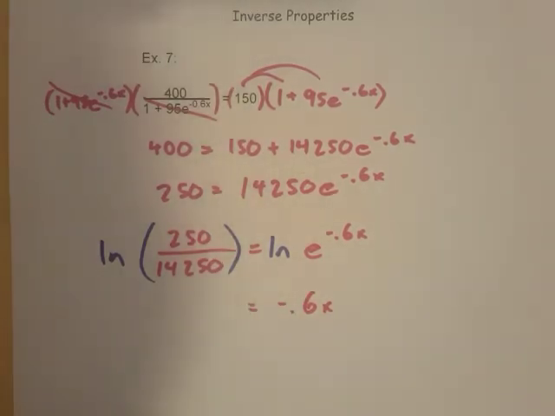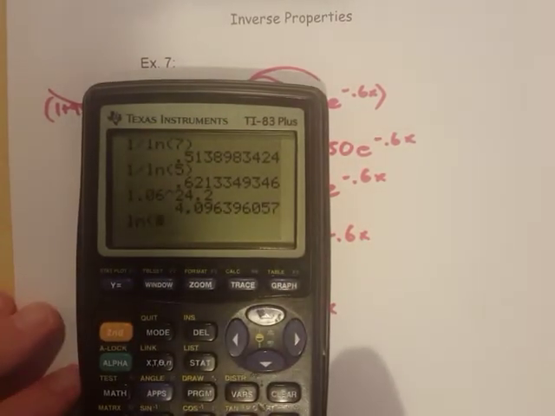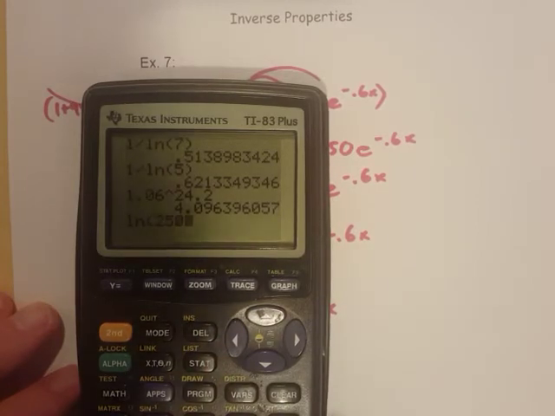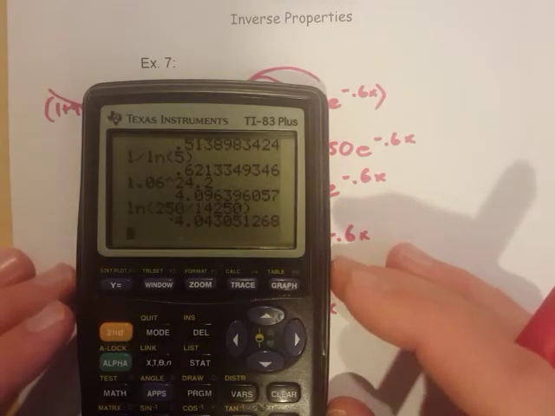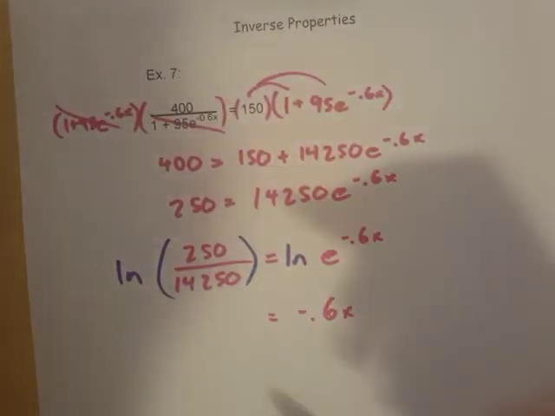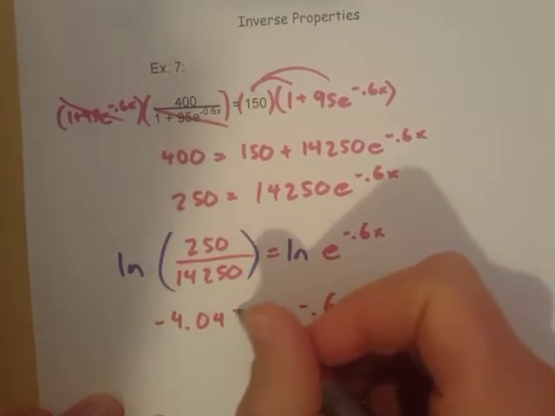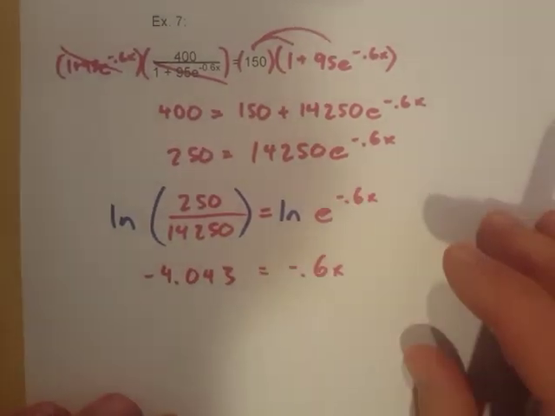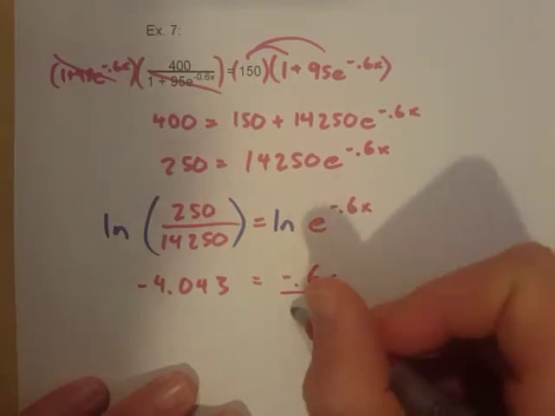On this side, we have to let the calculator help us out a little bit here. So we've got ln of 250 divided by 14250. So that gives us about negative 4.043. All right, so negative 4.043 equals negative 0.6x. And so finally now we can divide by this negative 0.6.